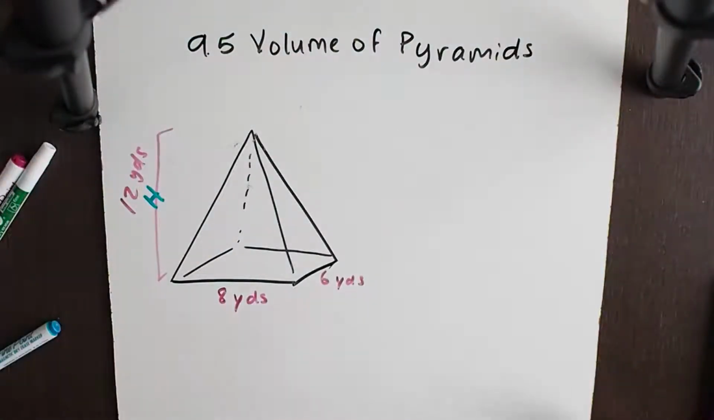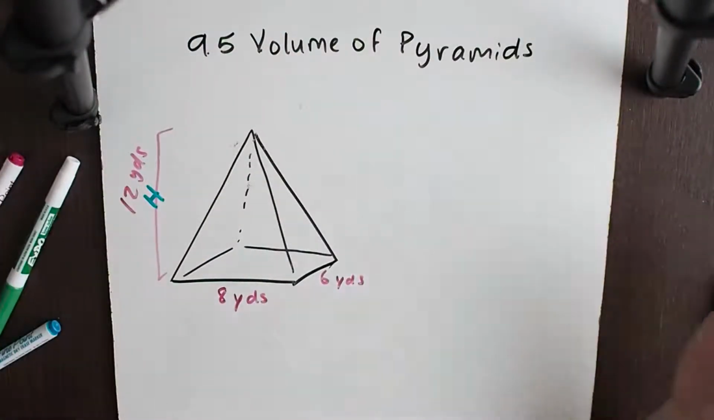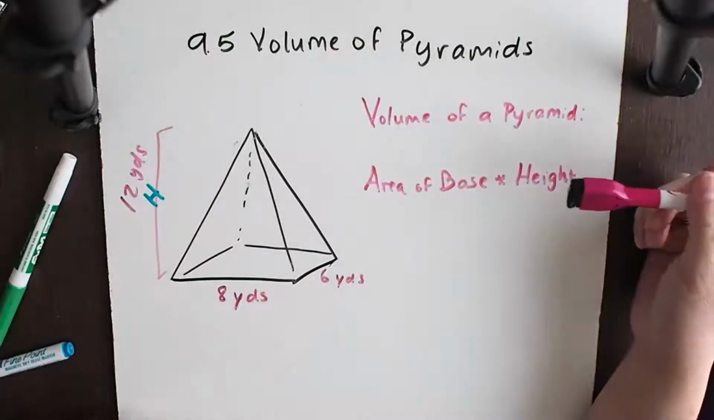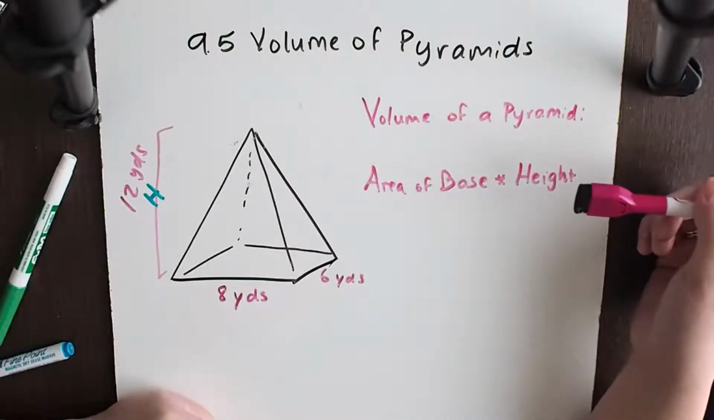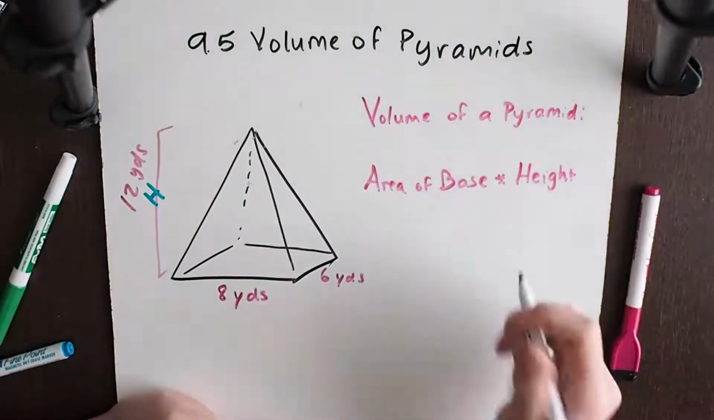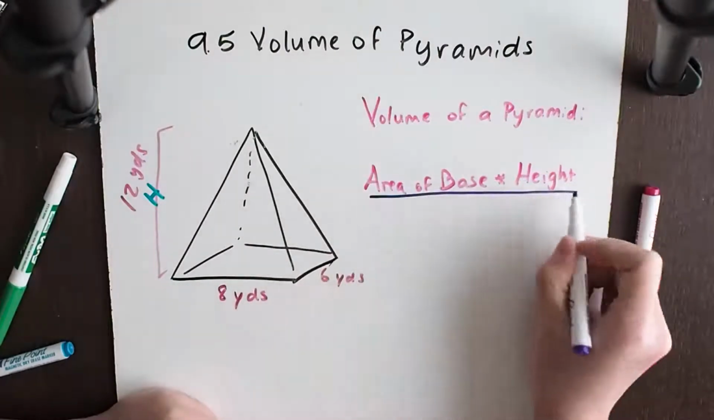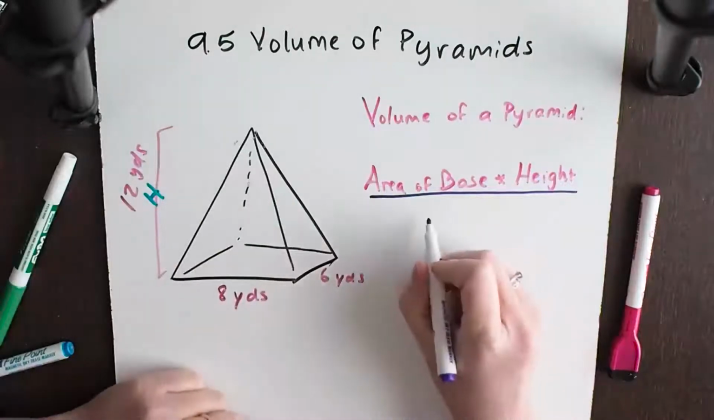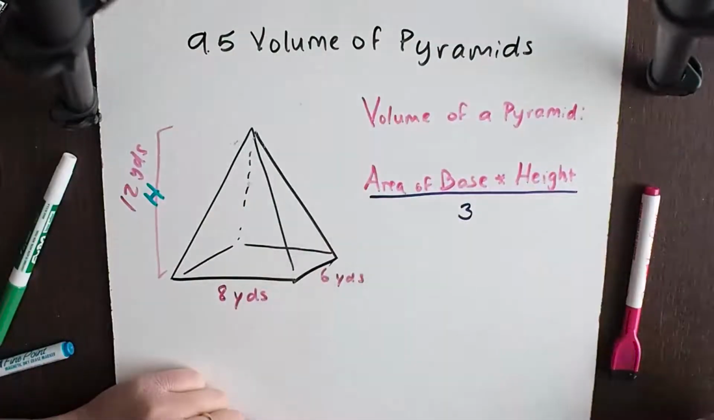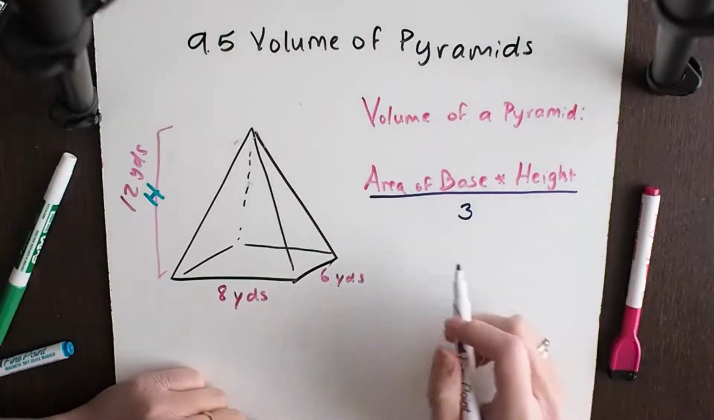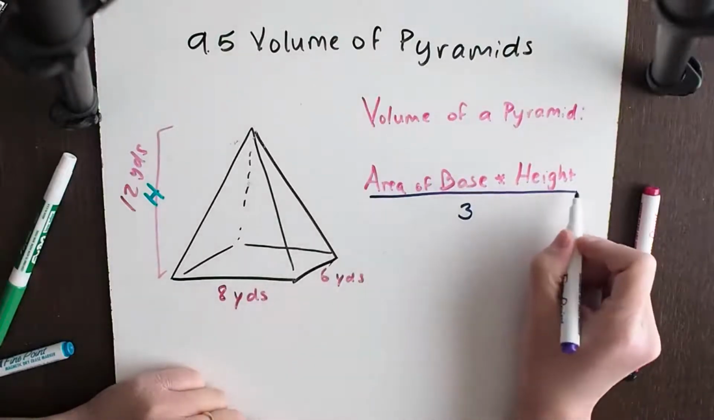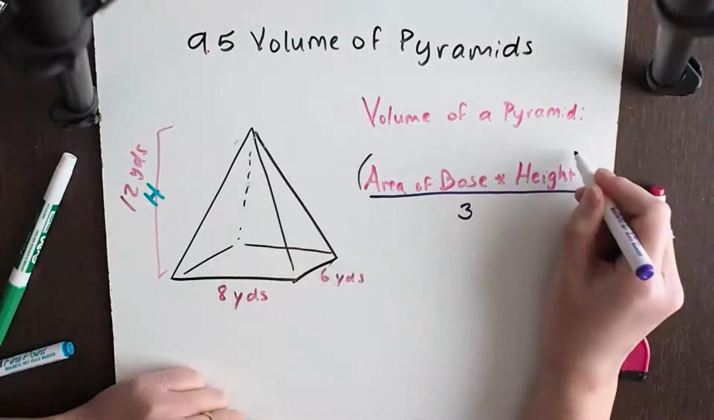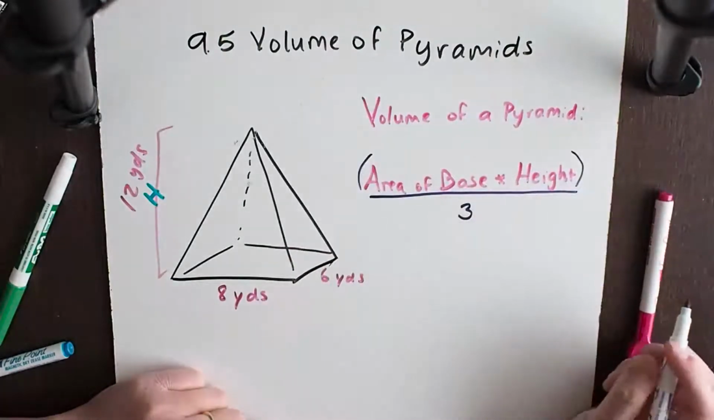You're going to recognize the formula that we use to find the volume of pyramids. At first, the formula looks the same as the volume for a prism, the area of the base times the height. But because we're shaving off those 2/3 of that prism shape, we are now going to divide everything by 3, or you could say multiply it by 1/3. So it's the area of the base times the height, and that entire thing is then just divided by 3.